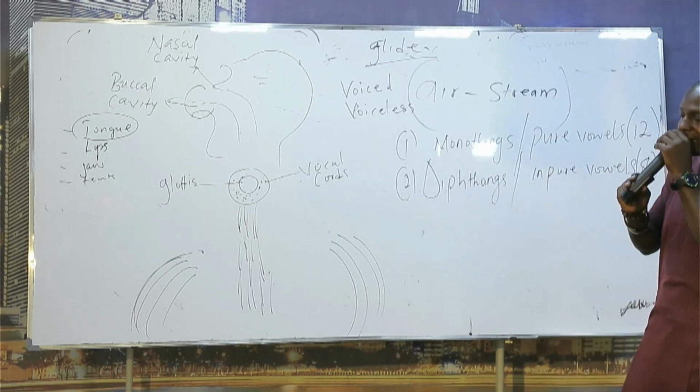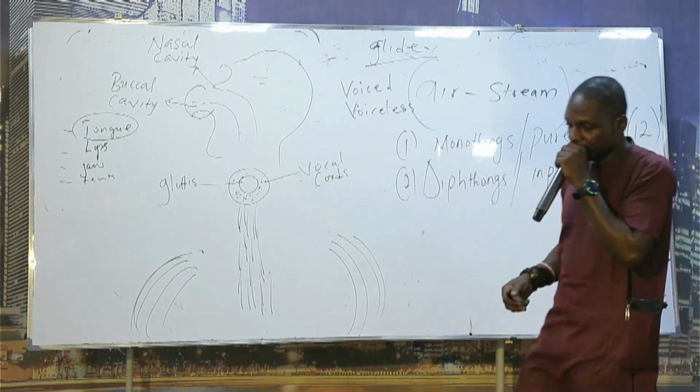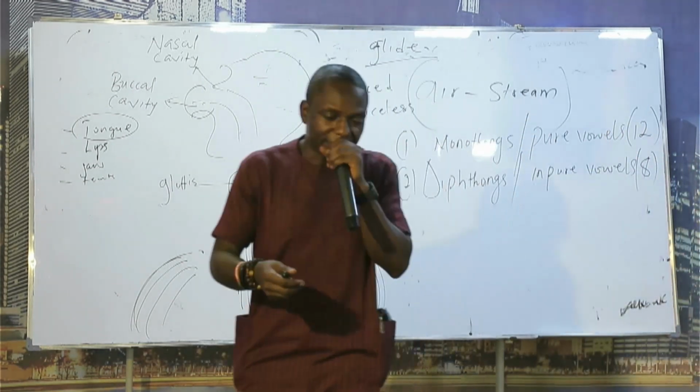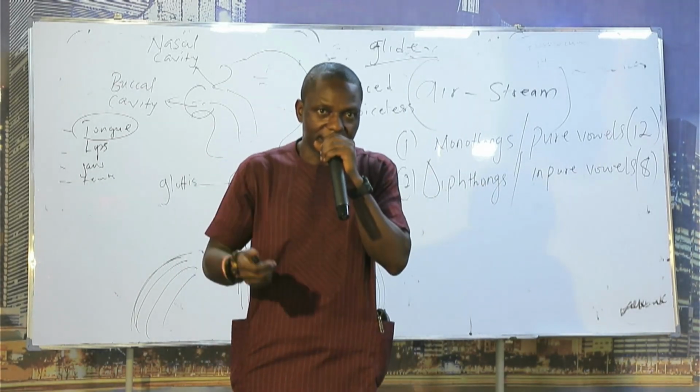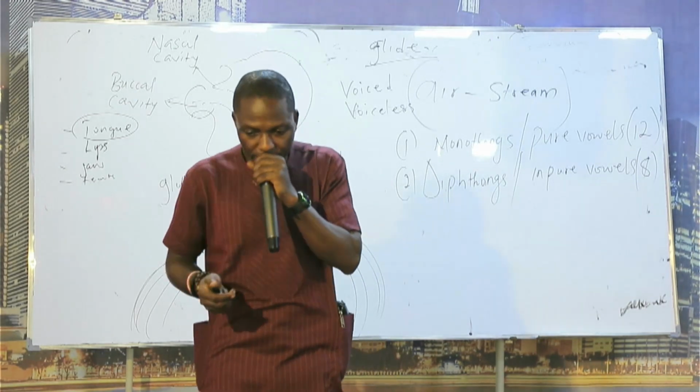So learn it now. You can learn it, okay? Let's go. 12 monophthongs. Subheading: 12 monophthongs. Very fast. Once it is 2 o'clock, you tell me.